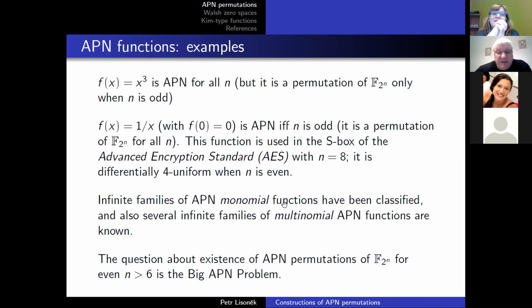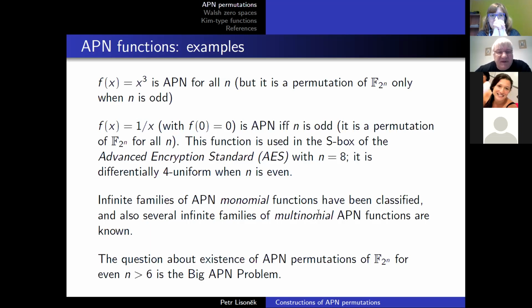So in terms of what we know about the APN functions, there are infinite classes known. Of course, you know, every function on a finite field can be described as a polynomial. So we start with polynomials with few terms. So the monomials are all classified, the infinite families, when they produce APN functions. There's also several multinomial families of APN functions. They'll have typically about 4 or 6 terms.